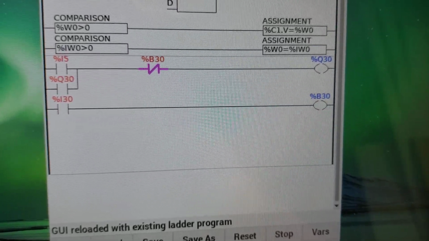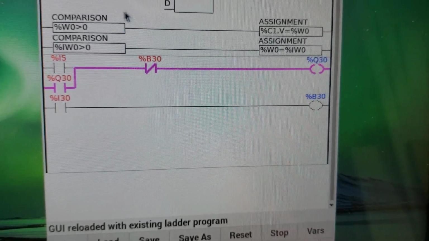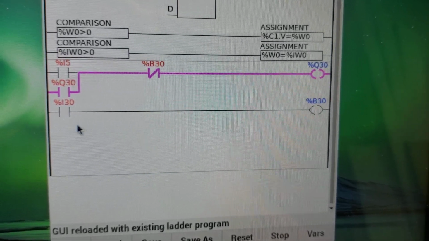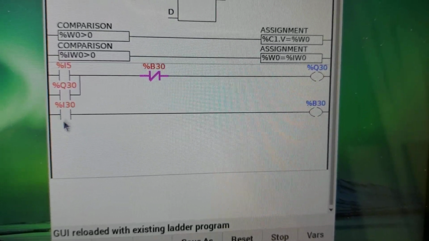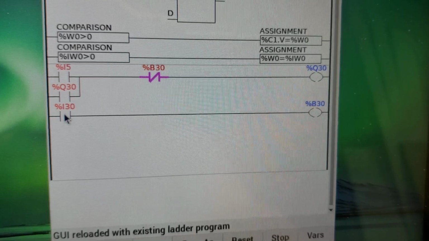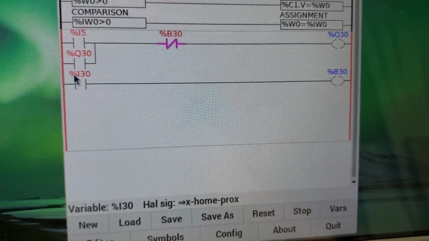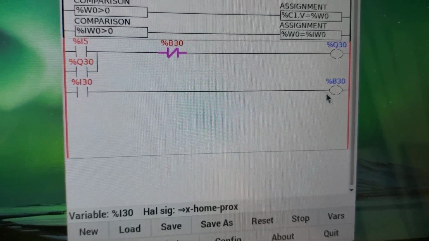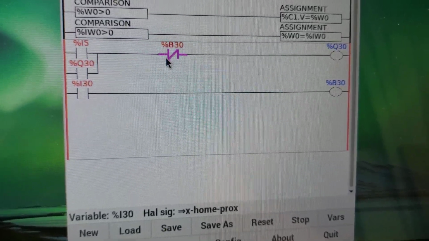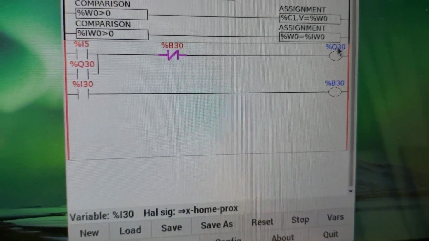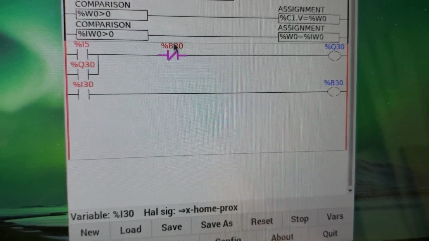So when I come down, I home against the trigger, it latches this circuit, which energizes this I-30 coil, which is the input for the prox switch. The prox switch, once it makes pay dirt, sends the output to here, and it disables the latching of the Q30.